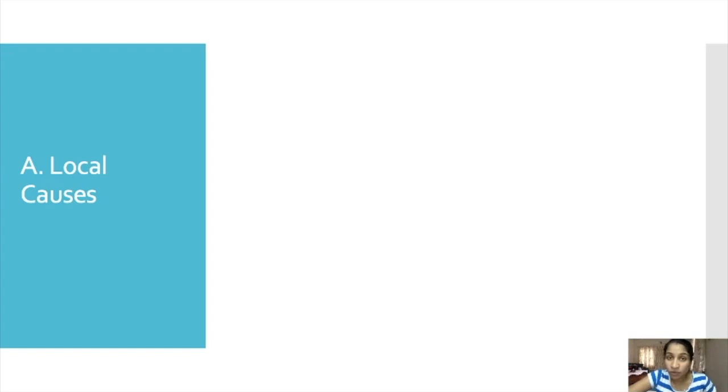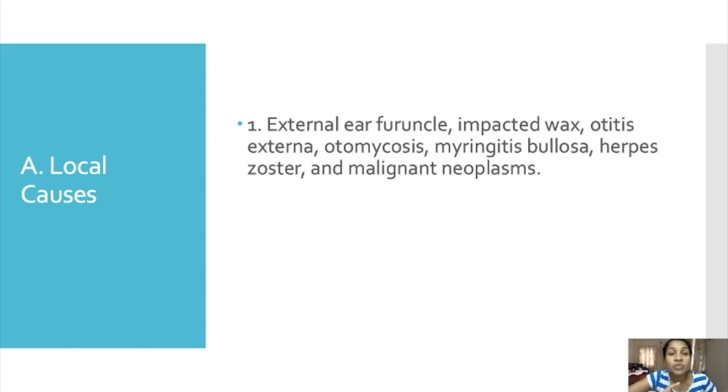Local causes for otalgia or ear pain. The first one is the external ear. The external ear comprises the ear pinna and the external auditory meatus. Causes in the external ear are external ear furuncle. Furuncle is nothing but a boil or abscess forming at the root of the hair.